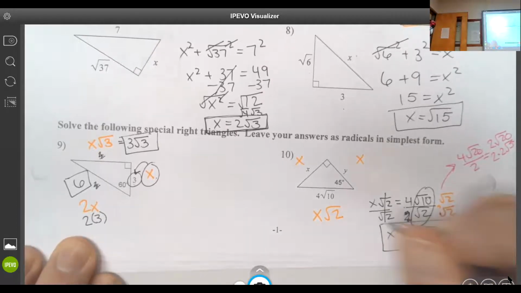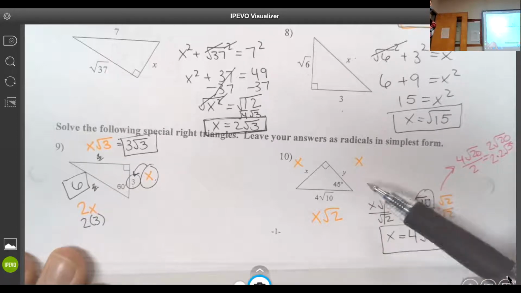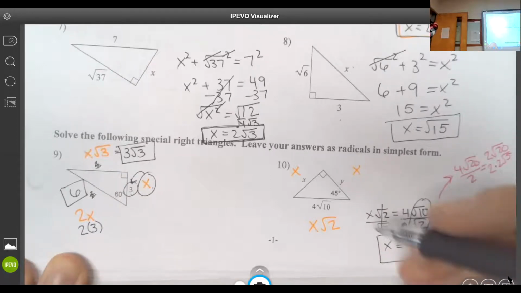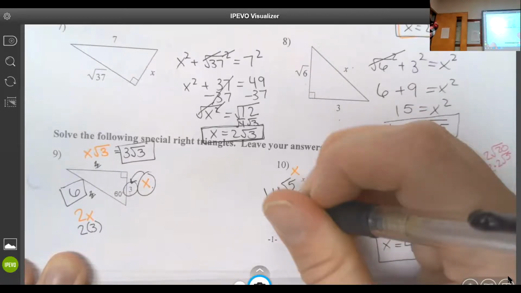So now that I know what x is, I'm just going to plug it in. And so this was tricky, but now the plugging in is easy because each side is just x. This is 4 rad 5, and this is 4 rad 5.